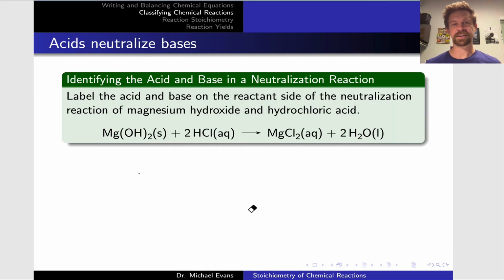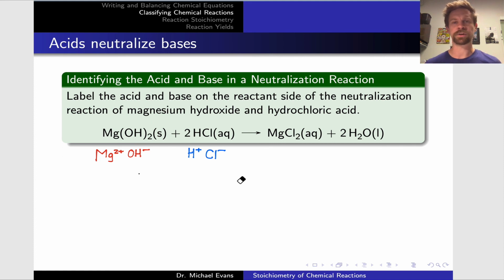Let's dive into this idea a little more deeply by looking at an example problem. Here we're tasked with identifying the acid and base in a neutralization reaction, and the complete molecular equation is given to us here. It's the reaction of magnesium hydroxide, which is this, and hydrochloric acid, which is this. Now, based on the names alone and the fact that the magnesium hydroxide contains OH minus and HCl is named hydrochloric acid, we can pretty straightforwardly identify the acid and base.